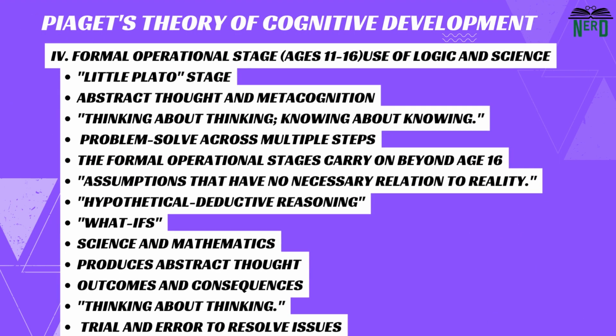The fourth is the formal operational stage, from 11 to 16. This could also be called the little Plato stage, as children and teens begin understanding abstract thought and metacognition. Something like thinking about thinking, knowing about knowing. Children and teens can problem solve across multiple steps. The formal operational stage carries on beyond age 16.